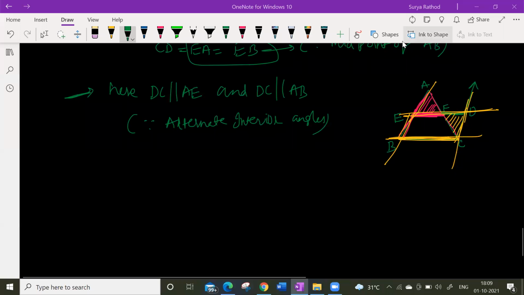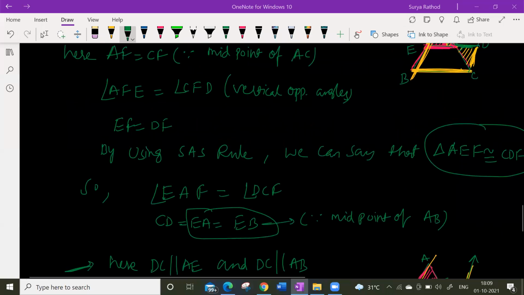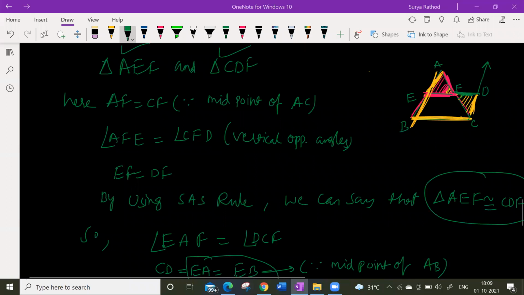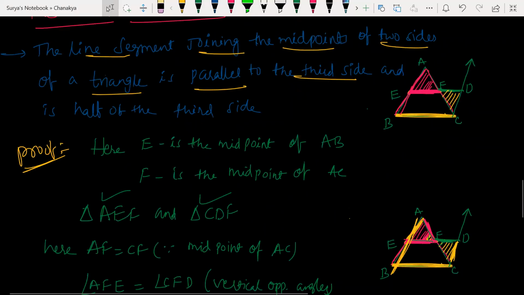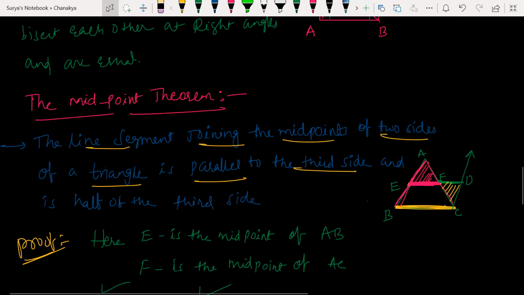Thank you, Taruni. I forgot to record. Look at this here. We started a proof here, right? What is the midpoint theorem? The line segment joining the midpoints of two sides of a triangle is parallel to the third side and half the third side. So this pink line will be half of that yellow line. That is what the theorem says.